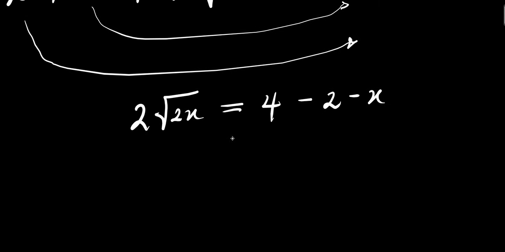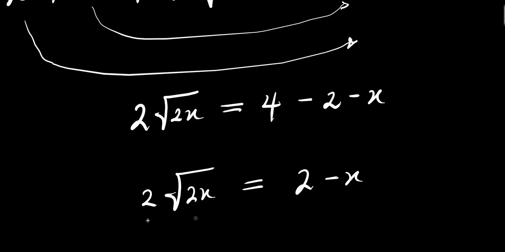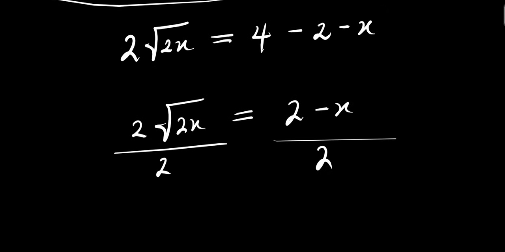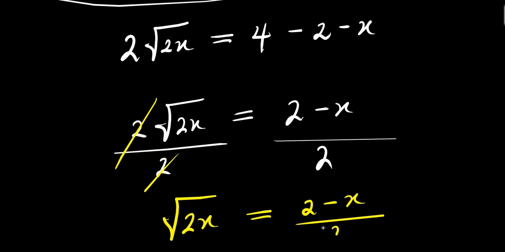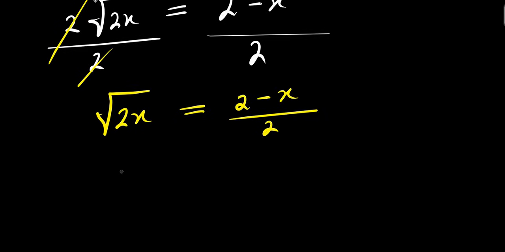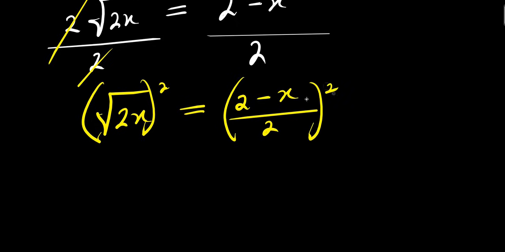And from here, I'll have 2 times root 2x equals 4 minus 2, that is 2 minus x. Divide this by 2. I divide this by 2. This cancels this. I have square root of 2x equals 2 minus x divided by 2. So from here, I can take the squares of both parts of this equation.